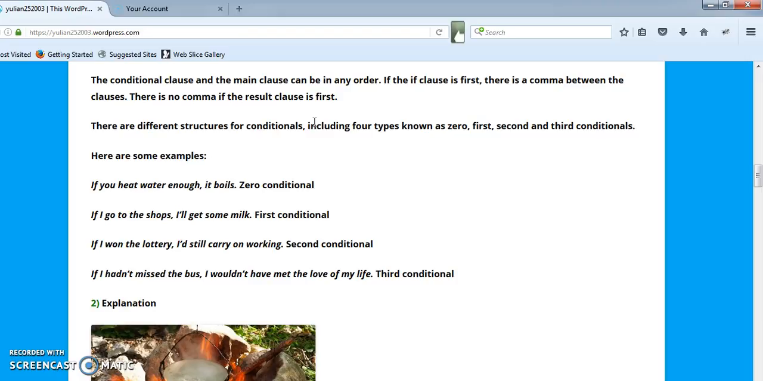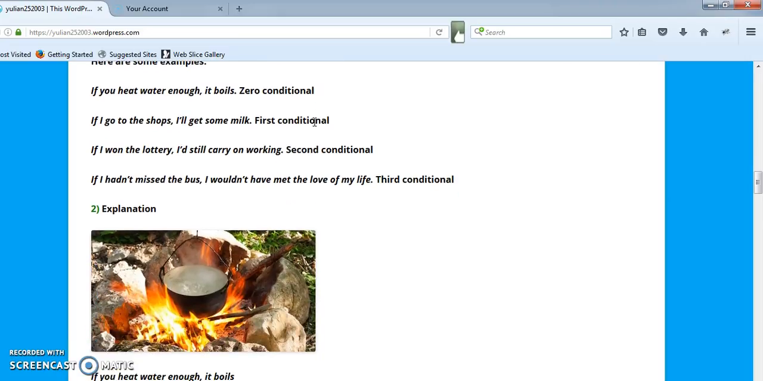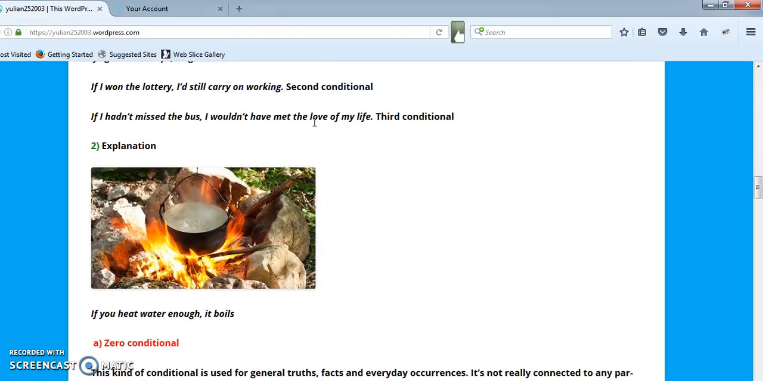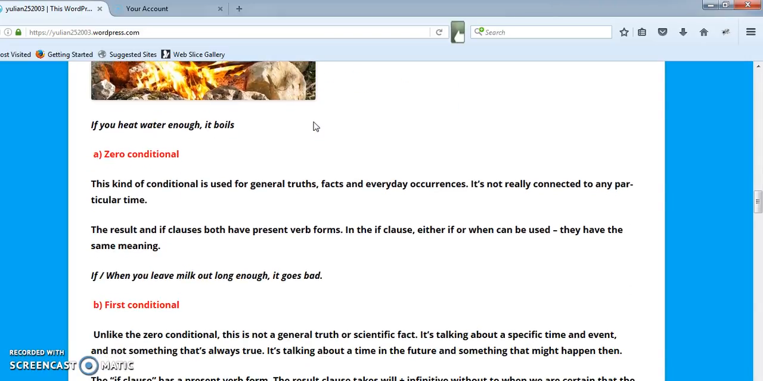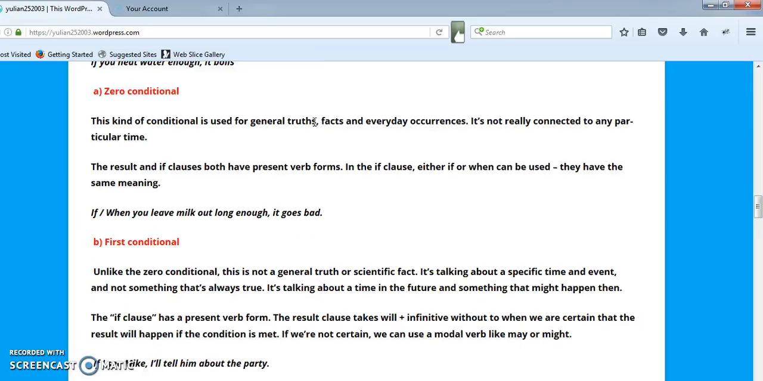Okay, pupils. Here we can see the conditionals: zero conditional, first conditional, second conditional, and third conditional. Here we can see a picture about the zero conditional. If you heat water, of course it boils. This is a natural situation. For that reason, we can speak about a zero conditional.